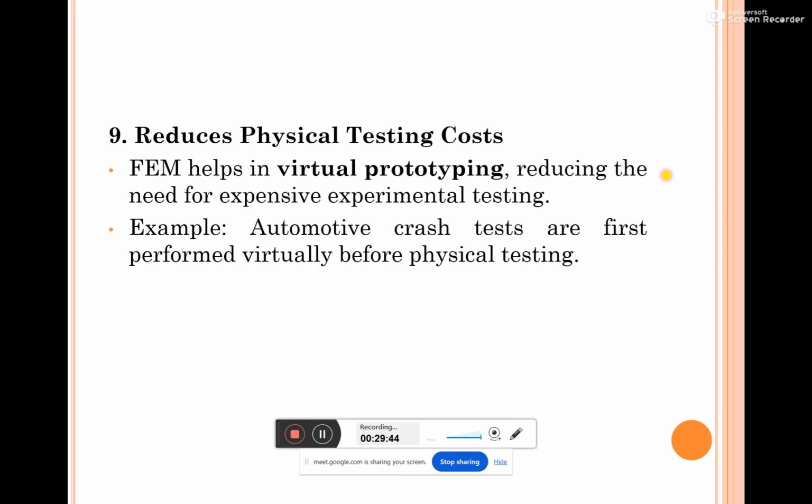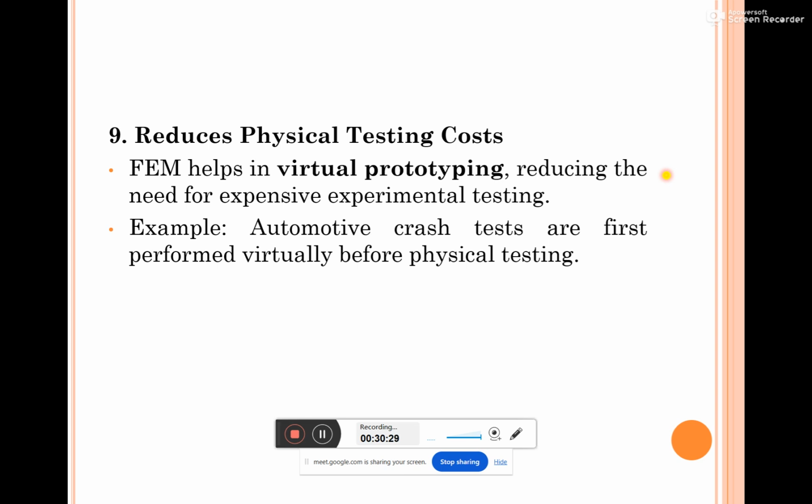And it also reduces physical cost. As already mentioned, this is like a virtual prototype, because we are not developing the physical model. Before development of the physical model, we are performing the analysis, and there we apply boundary conditions. For example, automotive crash tests. To perform an automotive crash test on a physical model, we have to take the car that the company manufactured and travel at a certain speed, maybe 60 or 80, and make it crash at that speed.